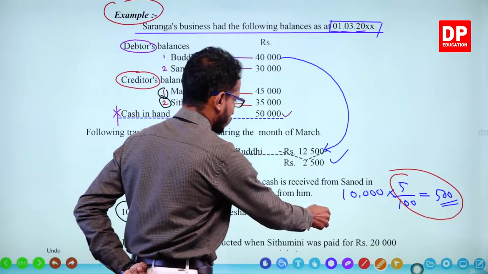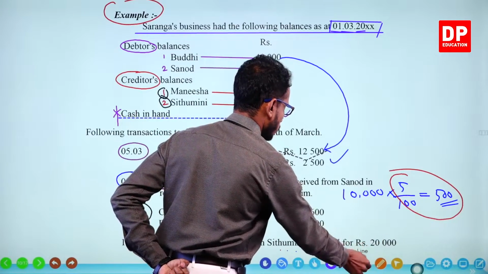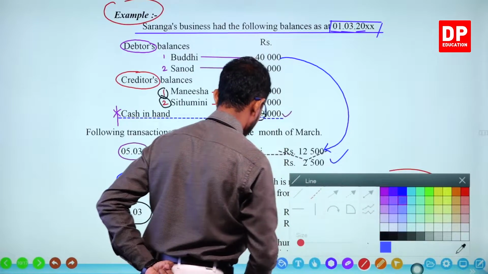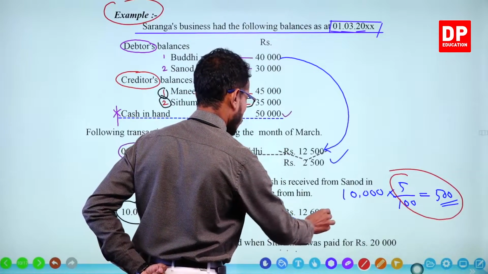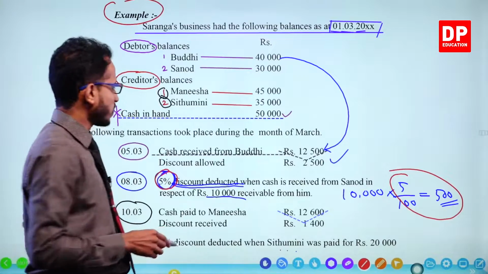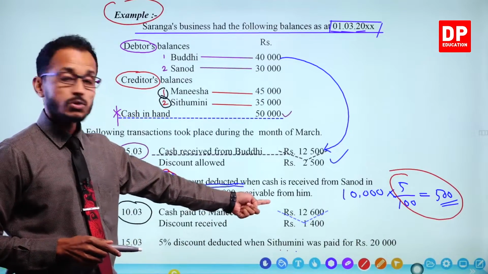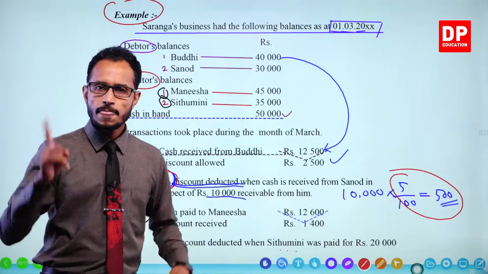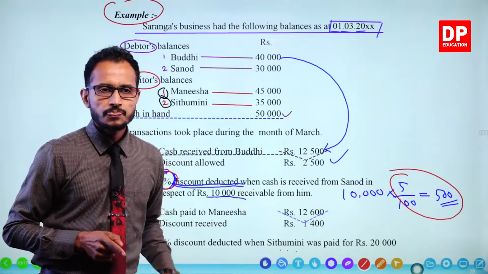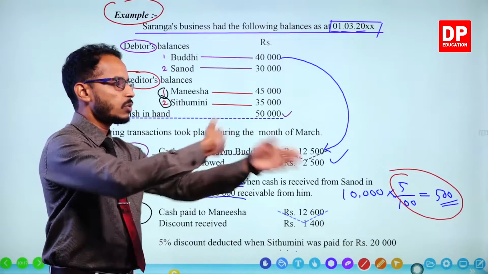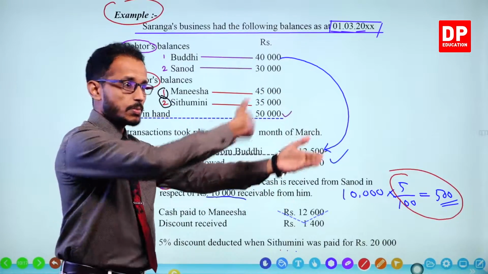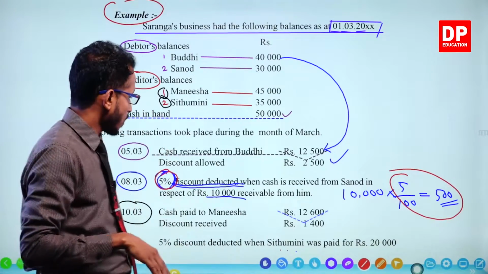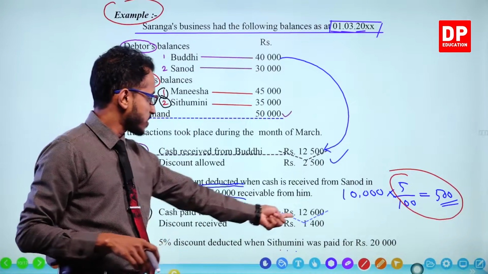Cash paid to Manisha, 12,600. But we have received a discount of 1,400. How to record this? I'll tell you what. It is a cash payment. Cash going out, out, out, out. Cash going out from the business. Out means credit. Cash book credit, with the discount.